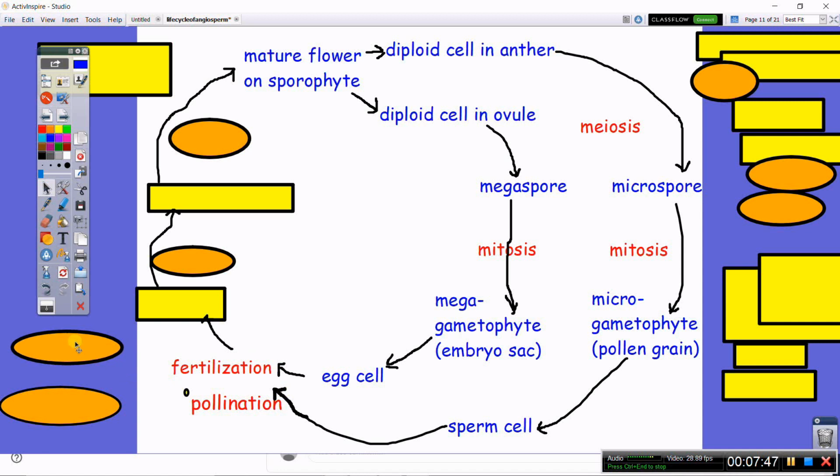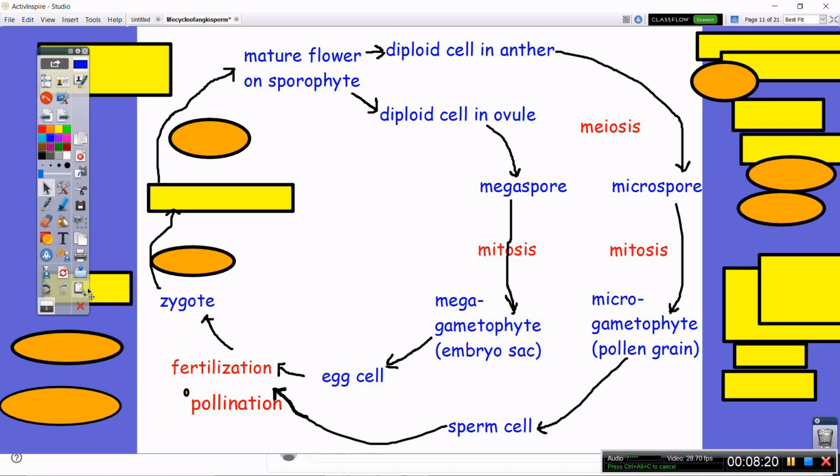Now here's another big difference between gymnosperms and angiosperms, okay? Remember we said in gymnosperms that the length of time between pollination and fertilization was going to be something like 12 to 15 months, and we don't know why it takes that long, but it takes a long time. Okay, that is not going to be the case here. This is going to take a lot less time, probably hours, maybe days, but not that long.